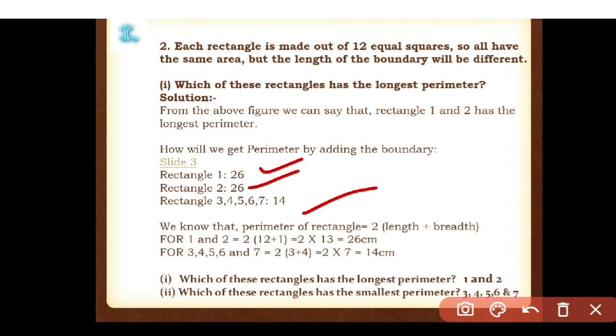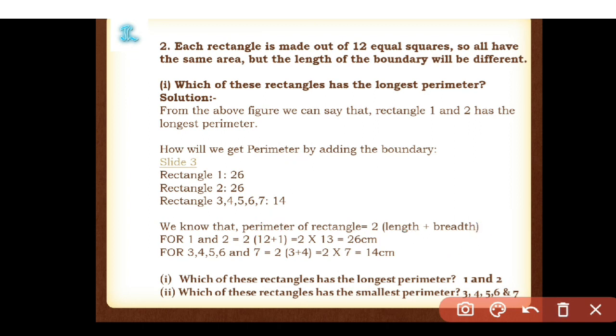This we can find in the form of a formula also, children. As I told you, I have kept the links in the description. Check there, they have explained it clearly. Perimeter is 2 times length plus breadth, or width. For rectangles 1 and 2, what is the length? It is 12, yes or no? So 12 plus what is the breadth? It is 1. So 2 into 12 plus 1, that is 2 into 13, 26. For the next rectangles 3, 4, 5 and 6, 2 into what is the length? 3. And what is the breadth? 4. 2 into 7, that is 14.